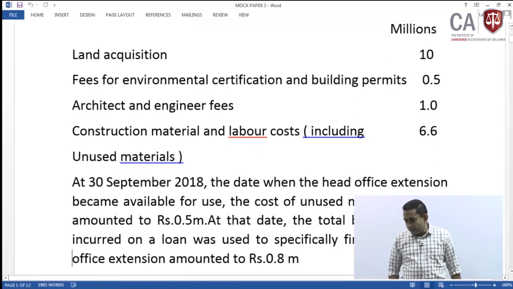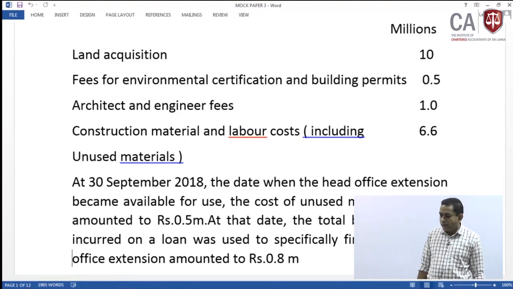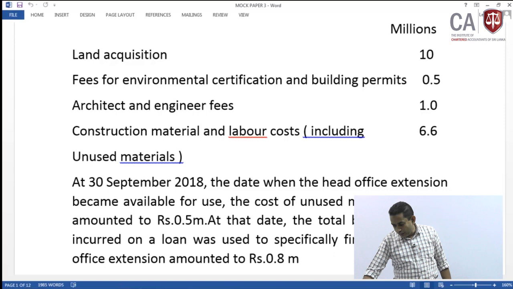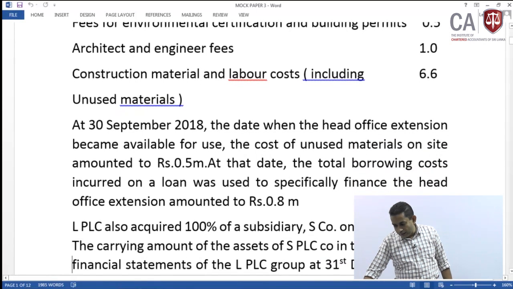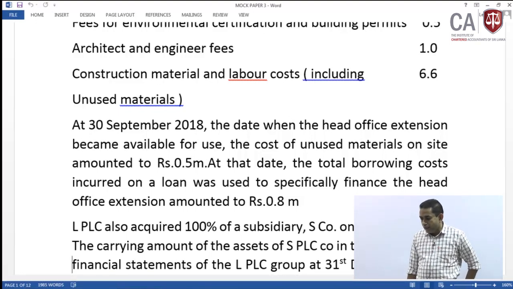At 30th September 18, the date when the head office extension became available for use, the cost of unused materials on site amounted to 0.5 million rupees. At that date, the total borrowing cost incurred on a loan used to specifically finance the head office extension amounted to 0.8 million rupees. LPLC also acquired 100% of a subsidiary, SPLC, on 1st January 18.